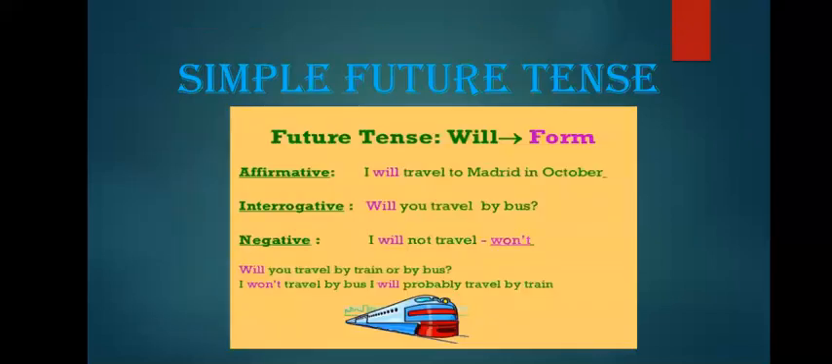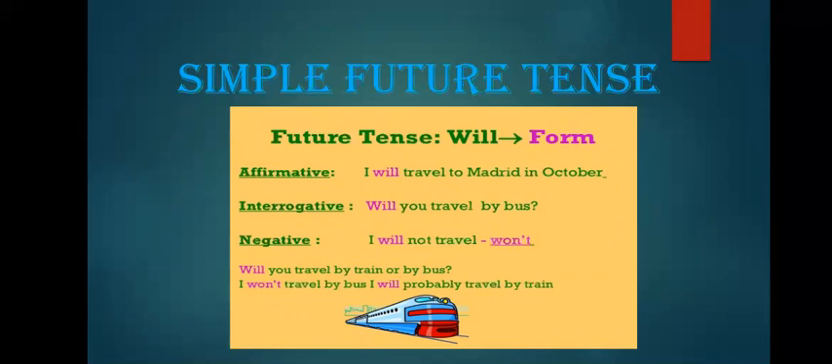Okay, so simple future tense, this is exactly what I just told you a minute ago. That is, will is used here. Affirmative, the positive one, that is, I will travel to Madrid in October. I is the subject, will is the helping verb, travel is the first form of verb. Interrogative: will you travel by bus? Negative: I will not travel.